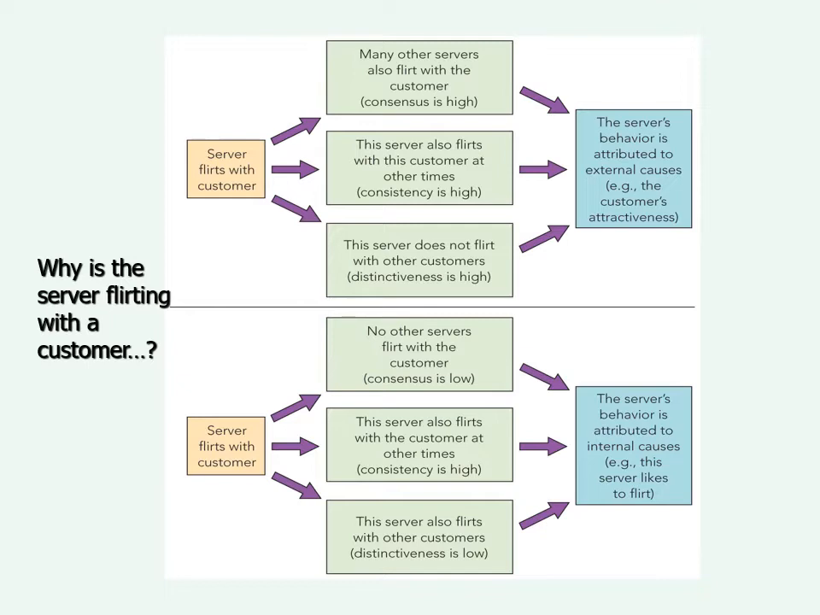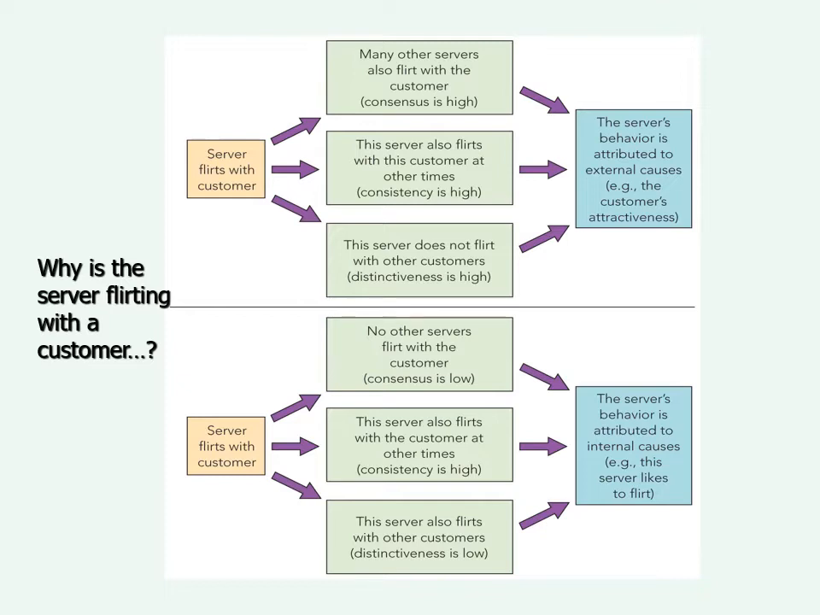Here is another example of this kind of causal attribution task. Why is the server flirting with a customer? The server flirts with the customer, and you can see that many other servers also flirt with the customer. That means high consensus. The server flirts with this customer in other situations and at other times as well, high consistency. And the server does not flirt with any other customers, which means distinctiveness is high. In this situation, the server's behavior is attributed to external causation, that is, the customer. Presumably the customer is highly attractive.